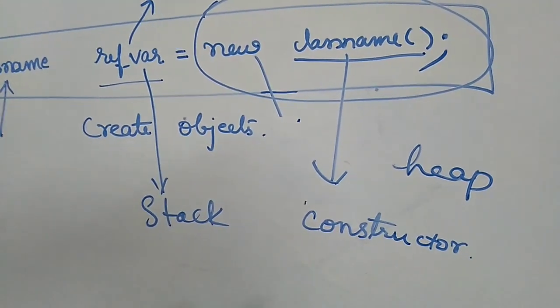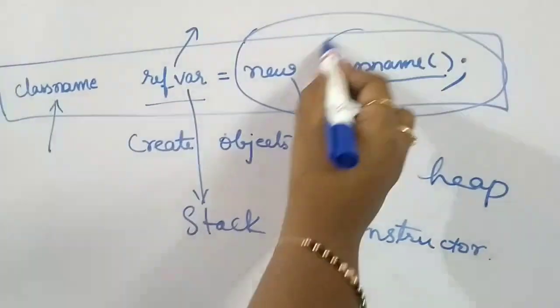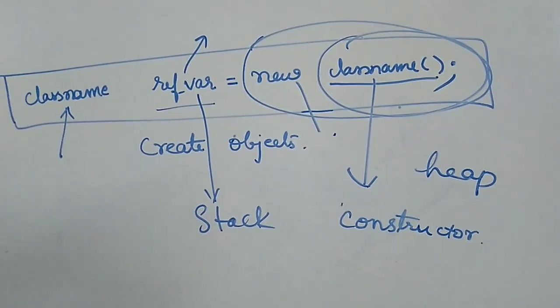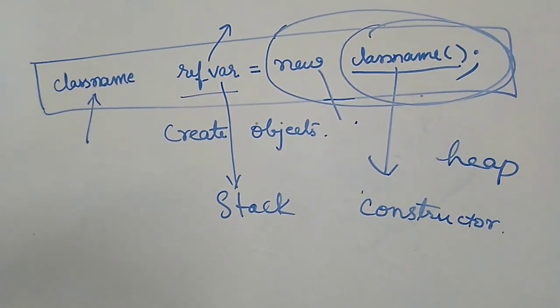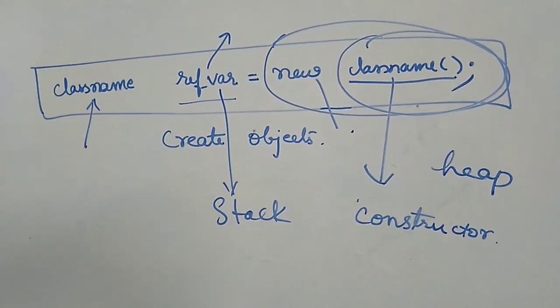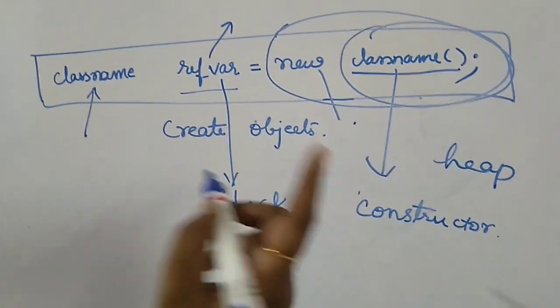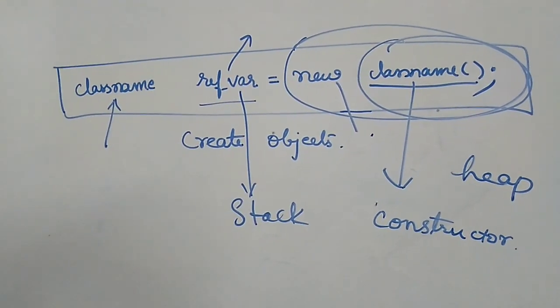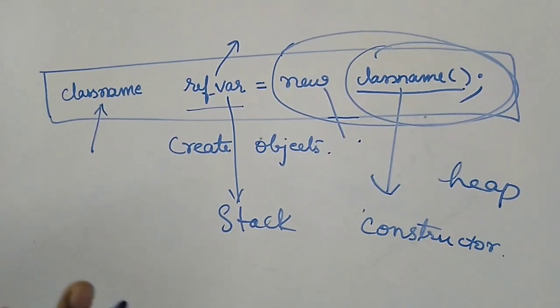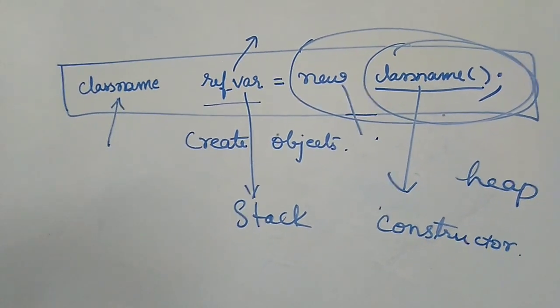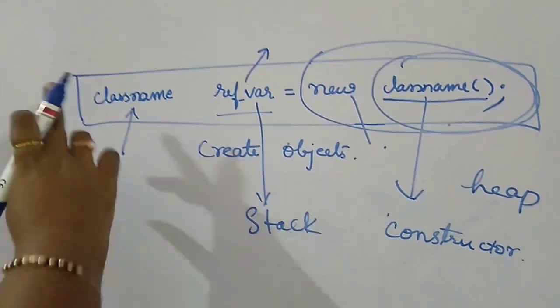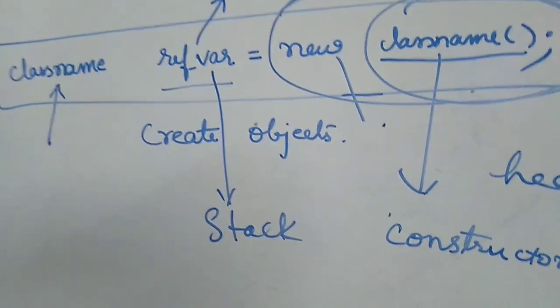Okay, you may ask me a question like, I haven't written a constructor in my class. Even if you don't write a constructor, you needn't worry, because the JVM will create a default constructor and use that. If you are not mentioning a constructor in your class, the JVM will use the default constructor. It's not mandatory that you need to have a constructor in your program. So I hope everybody understood this syntax.